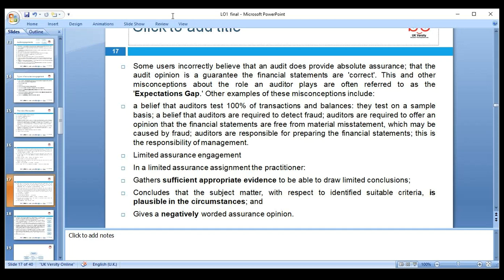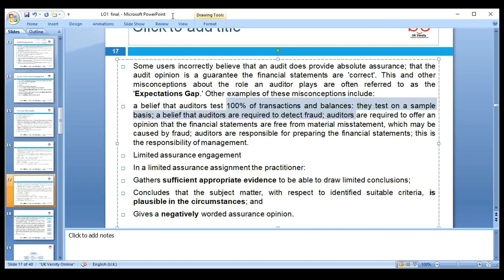Some users incorrectly believe the audit provides absolute assurance. No, there is an expectation gap. There is a misconception. It's not 100%. We can't do an audit 100%. We can't really, we don't have the time. We have a system in place, processes.